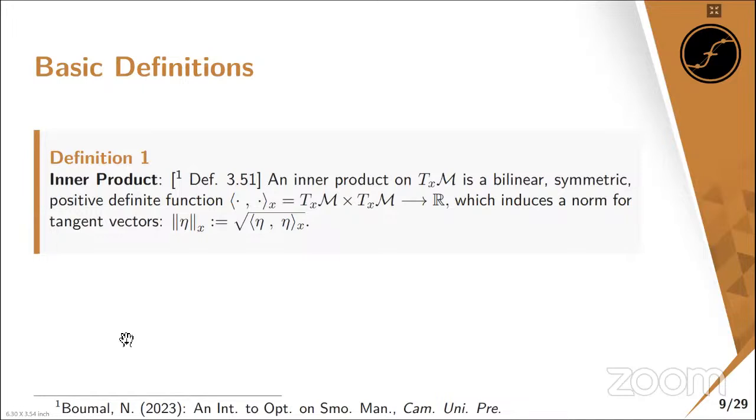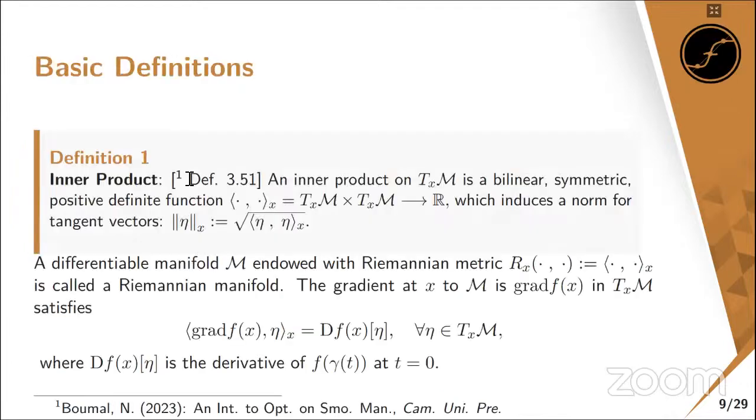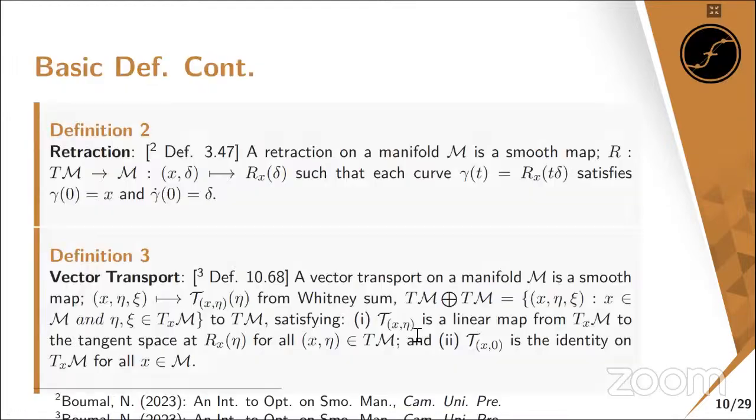First of all, we require some basic definitions in order to make this generalization. One of the first of these definitions is the inner product, which is given by definition 1. Based on this definition, we have gradients, that is the Riemannian gradient, which is defined by this. In the second definition, we are going to use the concept of retraction, which was discussed by the previous speaker. We also need the concept of vector transport in order to make this generalization. These definitions are taken from Boumal, Introduction to Optimization on Smooth Manifolds.